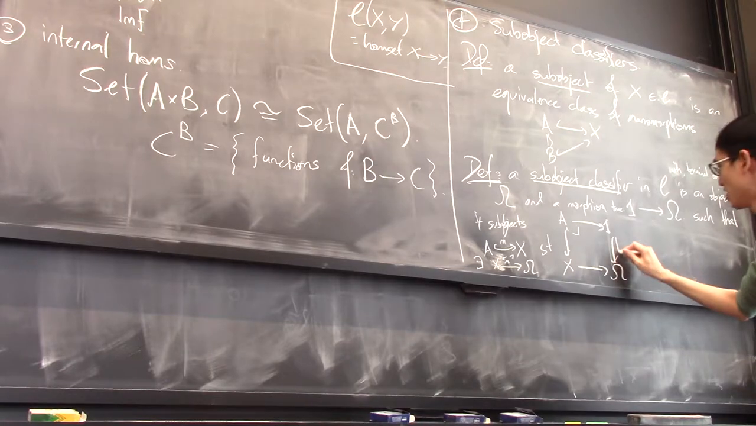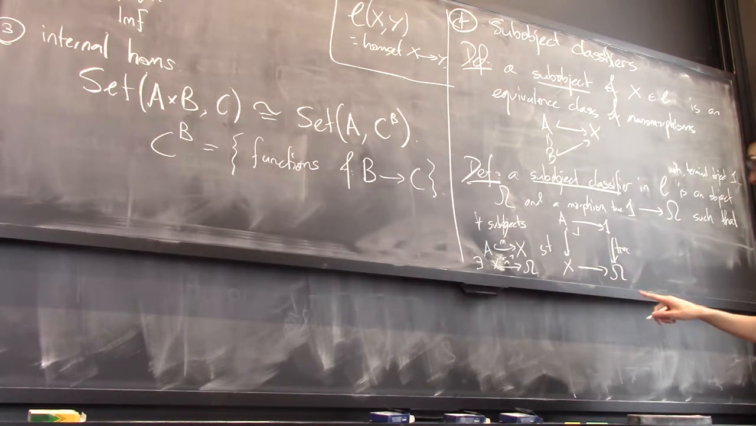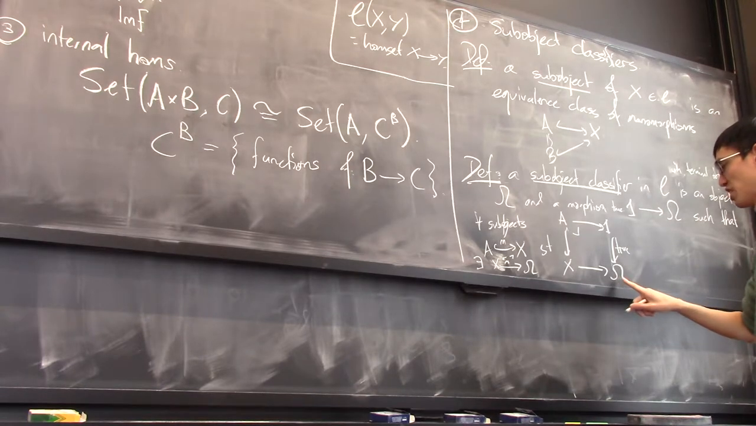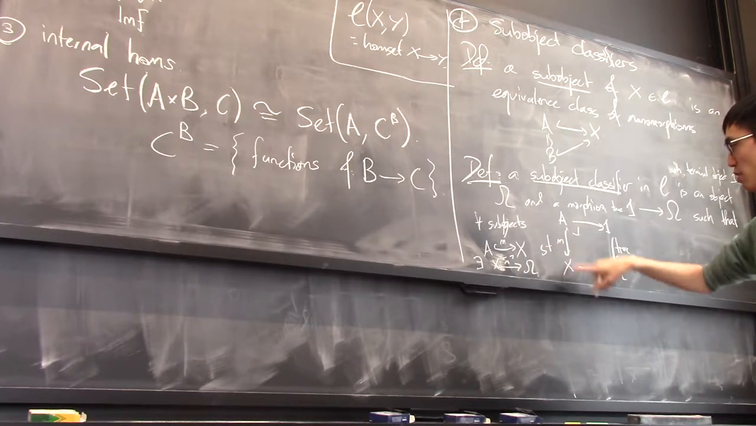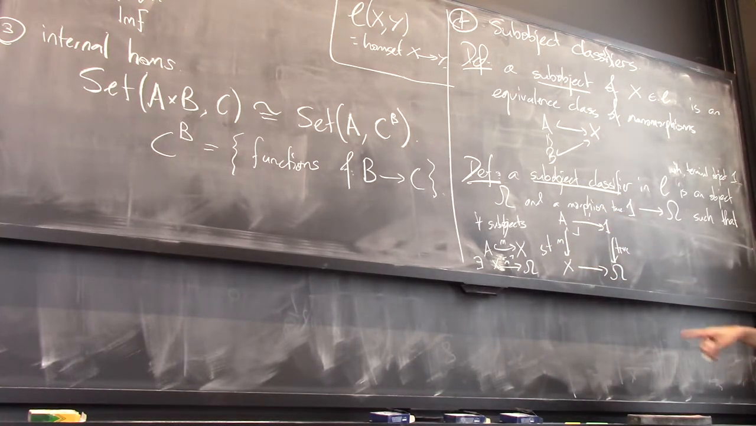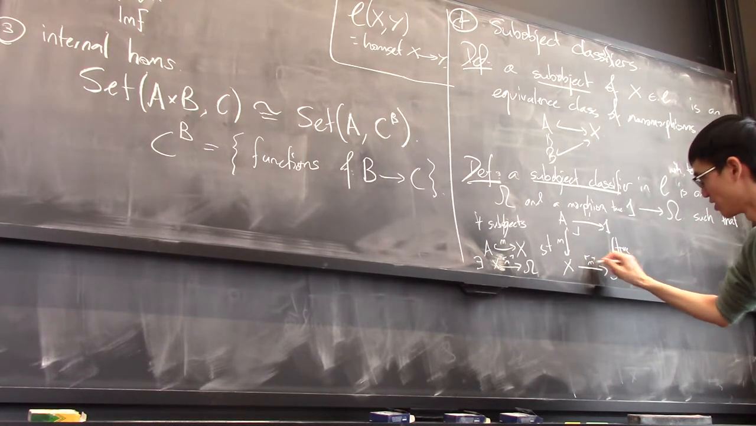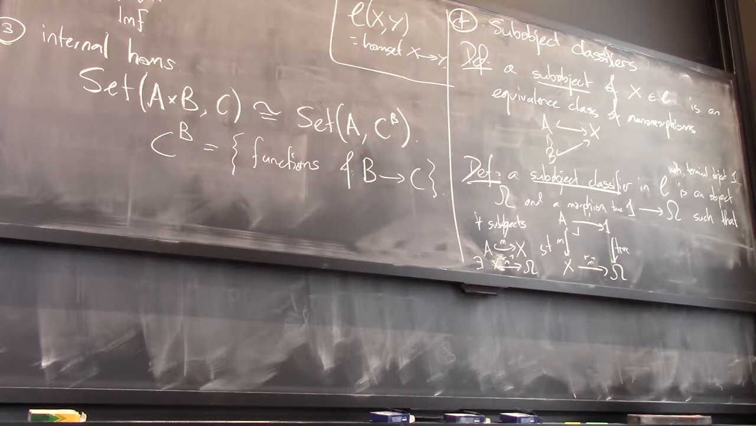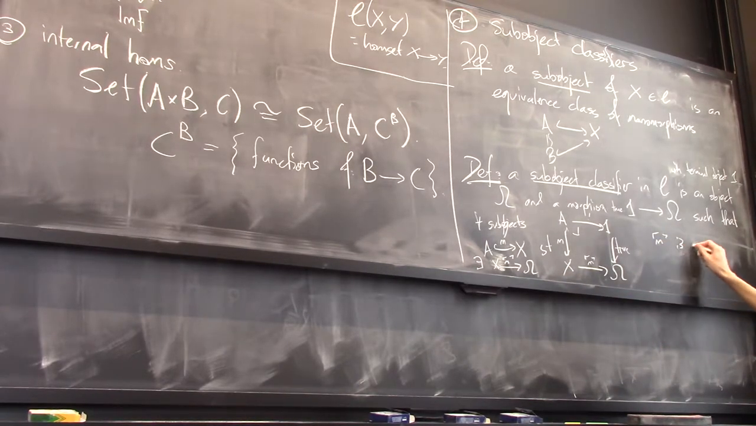And what is this square? Well, this map is the map true coming from the sub-object classifier. This is the sub-object classifier object itself. This here is the sub-object of X. We can only have a unique map to the terminal object, so we don't really need to talk about what that is. And this here is this map, which we call M, the classifier.